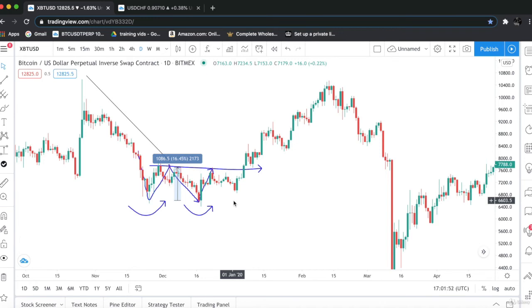So let's have a quick recap of the double bottom pattern. First of all, you need two bottoms. You need a neckline. The price should be in a downtrend, and the double bottom pattern is a strong bullish pattern. Whenever the neckline gets broken, the price will rally towards the upside. So this was the mini recap.